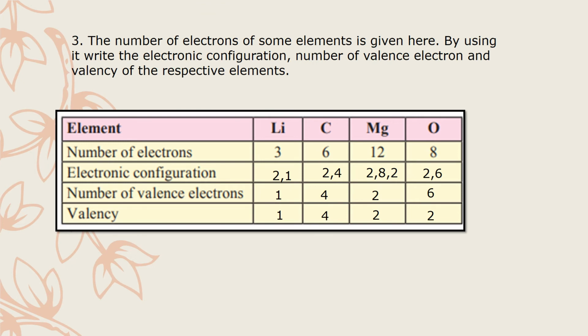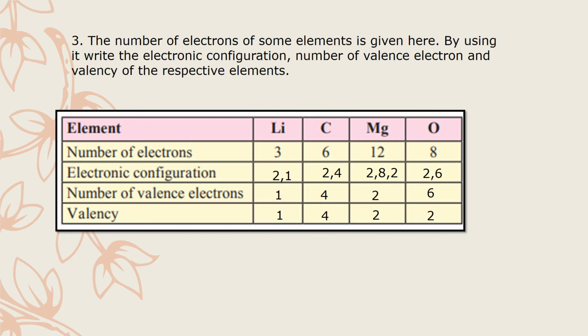The number of electrons of some elements is given here. By using it, write the electronic configuration, the number of valence electrons and valency of the respective elements. So elements are given, that is lithium, carbon, magnesium and oxygen. Number of electrons in lithium is 3, in carbon 6, in magnesium 12 and in oxygen 8.